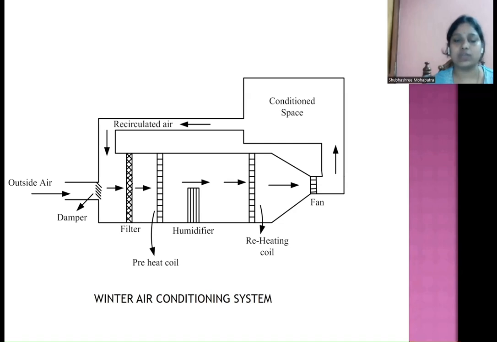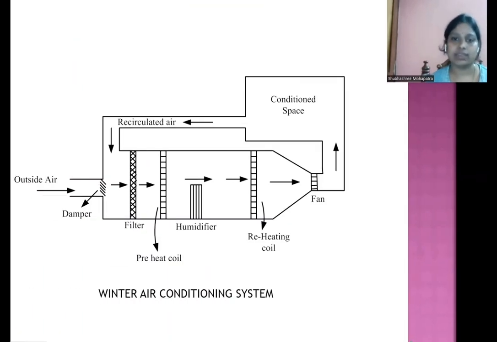This heated and humidified air will pass through the reheating coil to achieve the desired temperature, then through the fan it will be circulated to the conditioned space. This reheating coil will be set as per the requirement of the conditioned space occupants. The reheating coil is placed because, suppose in the preheat coil we are increasing the outside temperature to 6 to 7 degrees, let's say, we cannot directly supply this 6 to 7 degree air to the conditioned space. So in order to maintain a comfortable temperature level, we are reheating it again. For that purpose, the reheating coil is used.